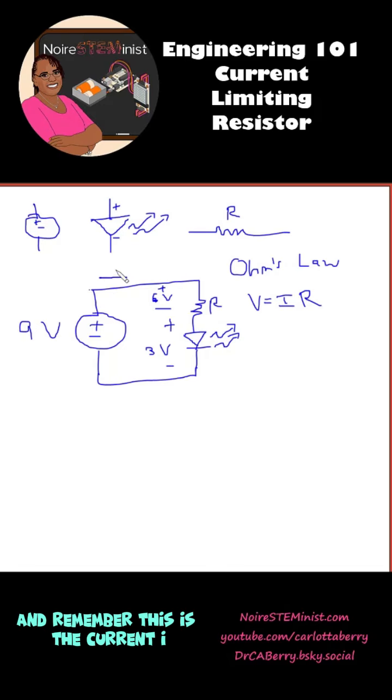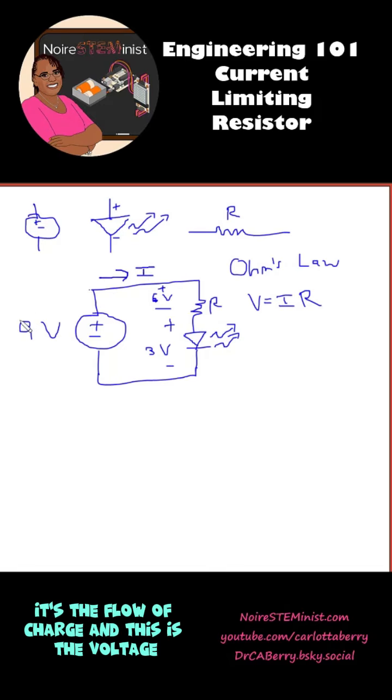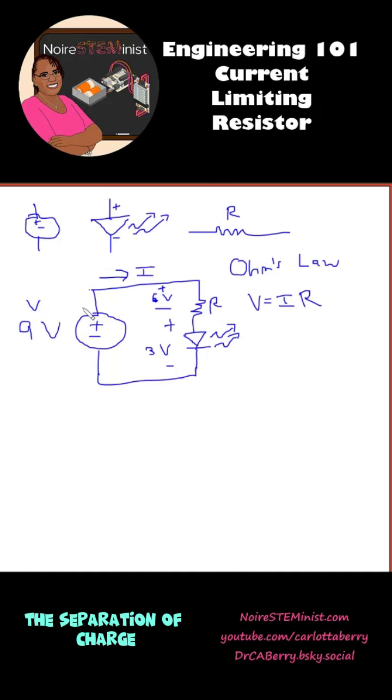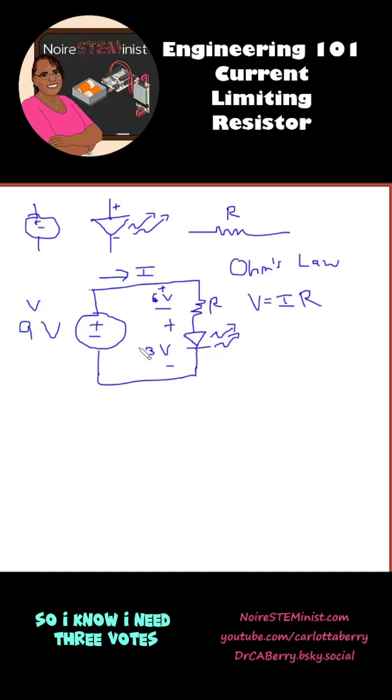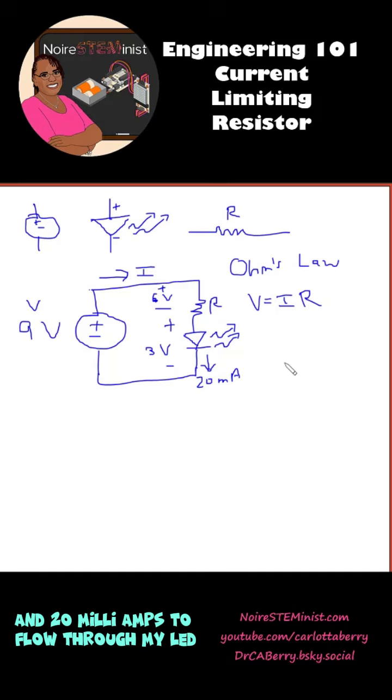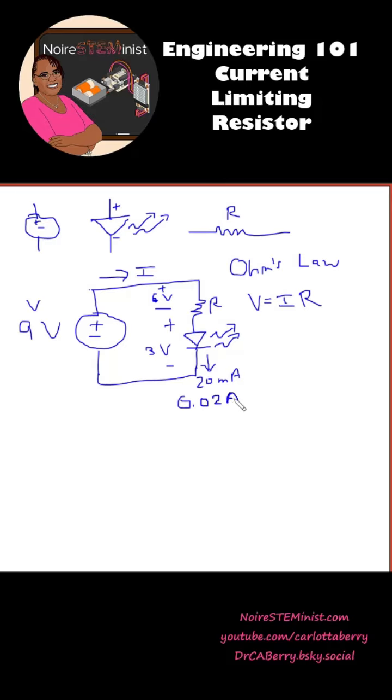And remember, this is the current I, it's the flow of charge, and this is the voltage, the separation of charge, the energy from the separation of charge. So I know I need 3 volts and 20 milliamps to flow through my LED. Milli is times 10 to the negative 3. So 20 milliamps is the same as 0.02 amps. So all of these elements are in series, so they all have the same current.